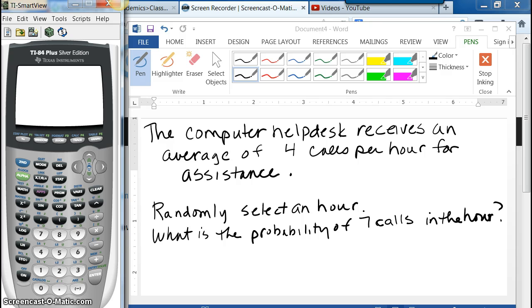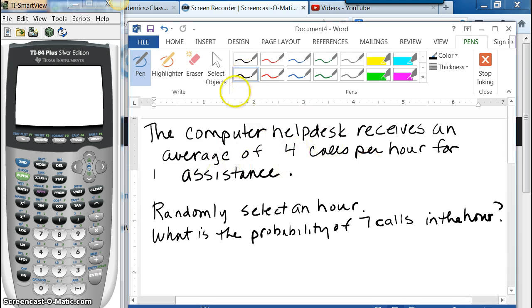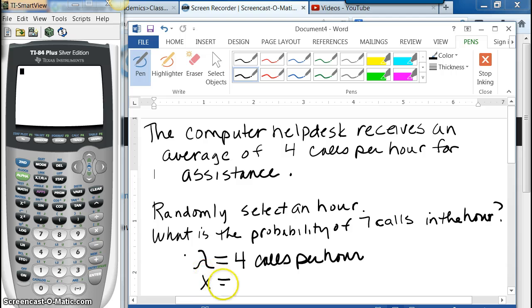Now, when you see the words average number of occurrences in the question, the symbol for the average is a Greek letter lambda. And so here, the 4 calls per hour, the 4 is the actual lambda. So lambda is the average. And then we usually use the symbol X for the number of occurrences in the question that we're trying to ask the probability about.